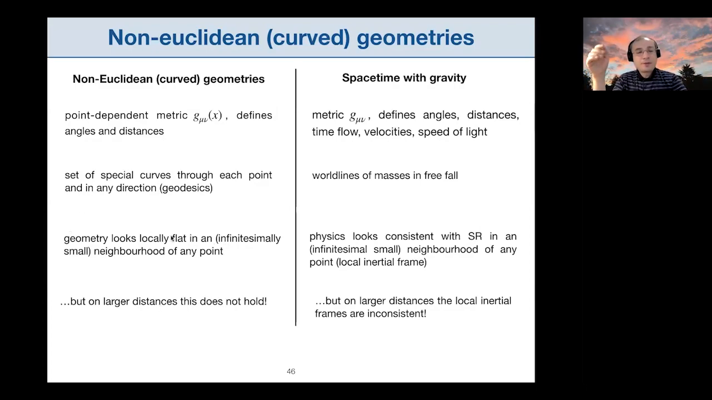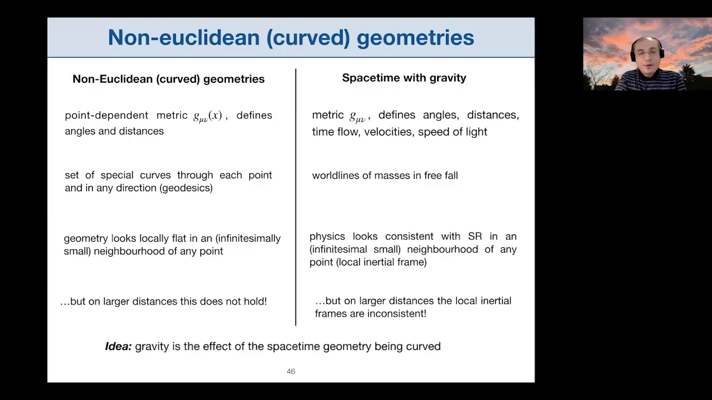We'll talk about this, but you cannot look at a non-flat geometry in a flat way if distances are large enough. And this is also consistent with what we know about local inertial frames. They're only local. You cannot extend them to larger distances because inertial frames at different points are inconsistent with each other in general. So obviously, there are some analogies between these notions. And the main idea of Einstein is that gravity is the effect of the space-time geometry becoming curved.